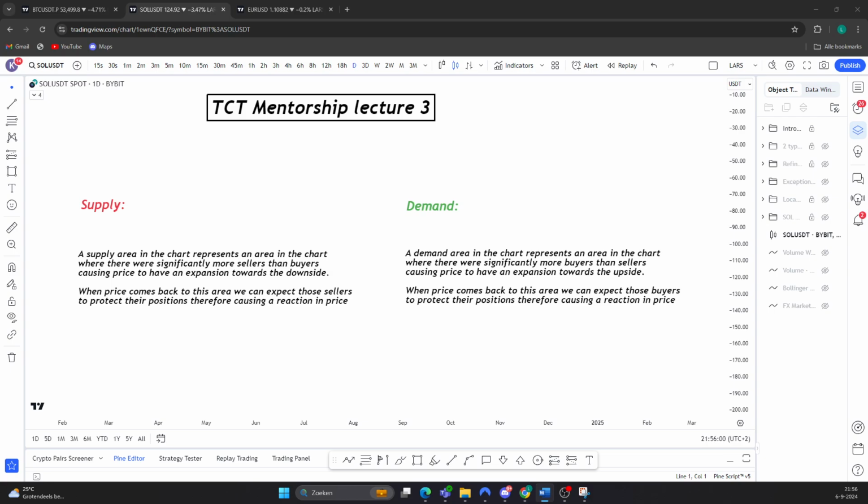So, what is supply? A supply area in the chart represents an area where there were significantly more sellers than buyers, causing price to have an expansion towards the downside. And when price comes back to this area, we can expect those same sellers to protect their positions and therefore cause a reaction in price.